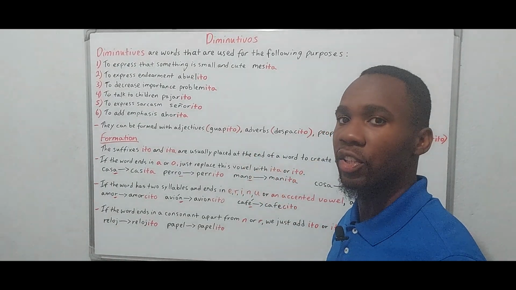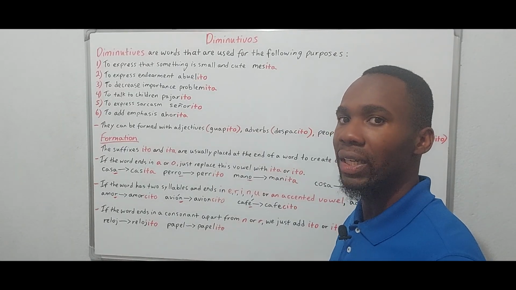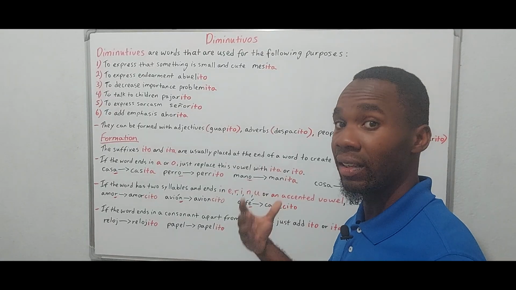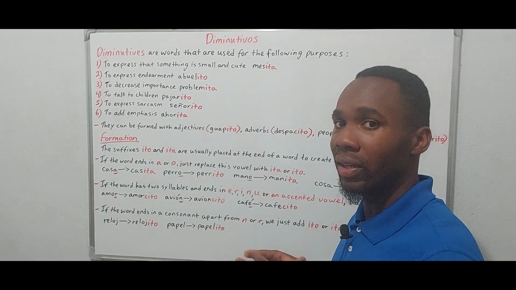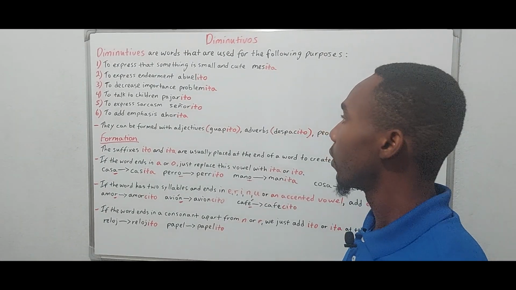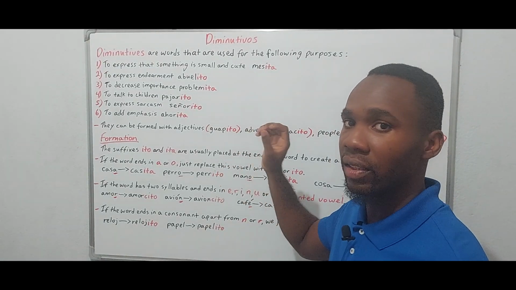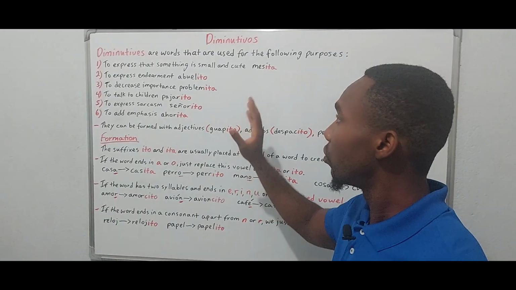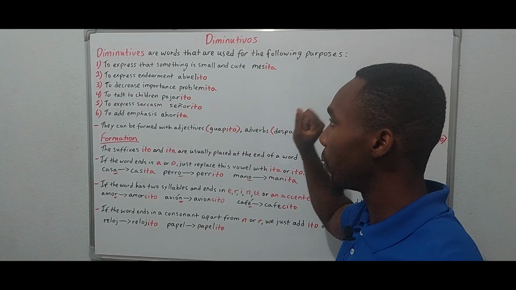But when it comes to Spanish, you're going to see the suffix ito or ita for the most part. Of course, there are exceptions, but for the most part, you're going to see ito or ita. Before we get into the formation, let's look at the context in which they're used. So, diminutives are words that are used for the following purposes.